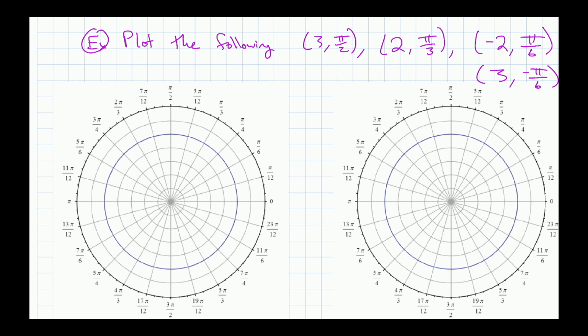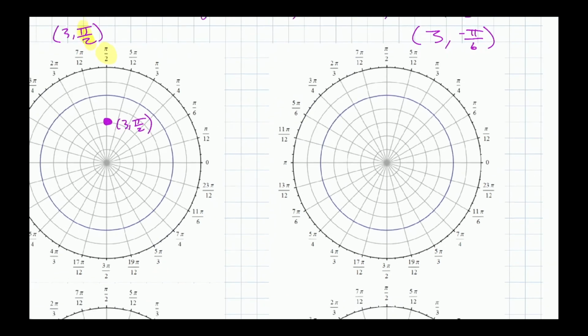All right, so on this one, we're going to plot the 3 comma pi over 2. So again, you find the angle pi over 2, right? So you got pi over 2, which of course is right here. And so we just need to go from the origin out 3 in the direction of pi over 2. So you just go 1, 2, 3 right here. So we're just going to put a dot right there. 1, 2, 3. There it is. 3 comma pi over 2. All right. And let's go to the next one.